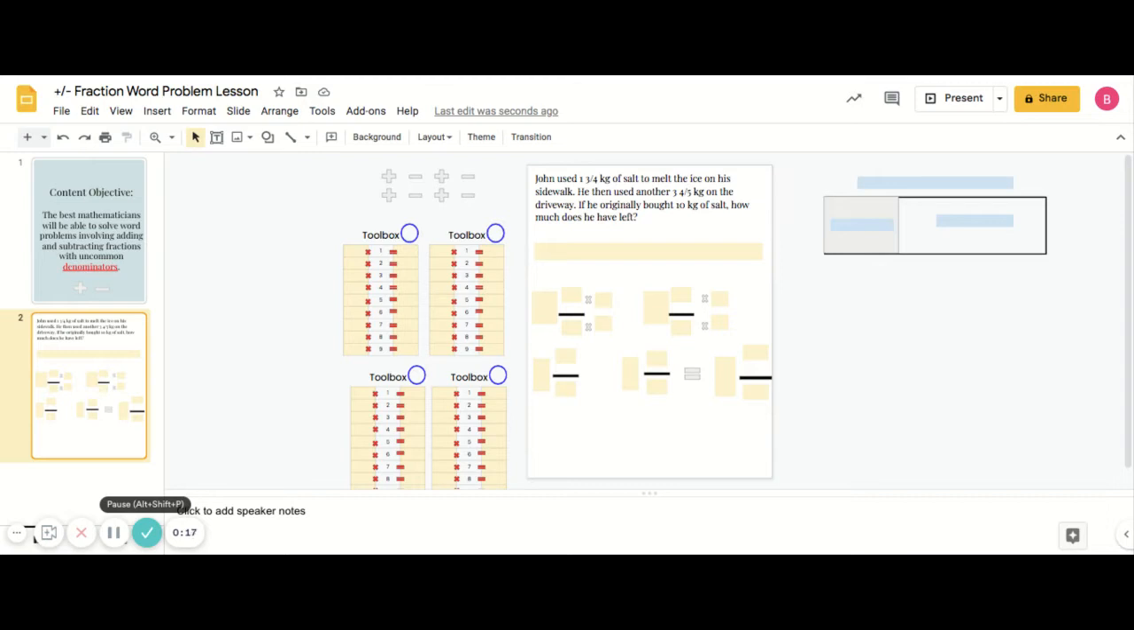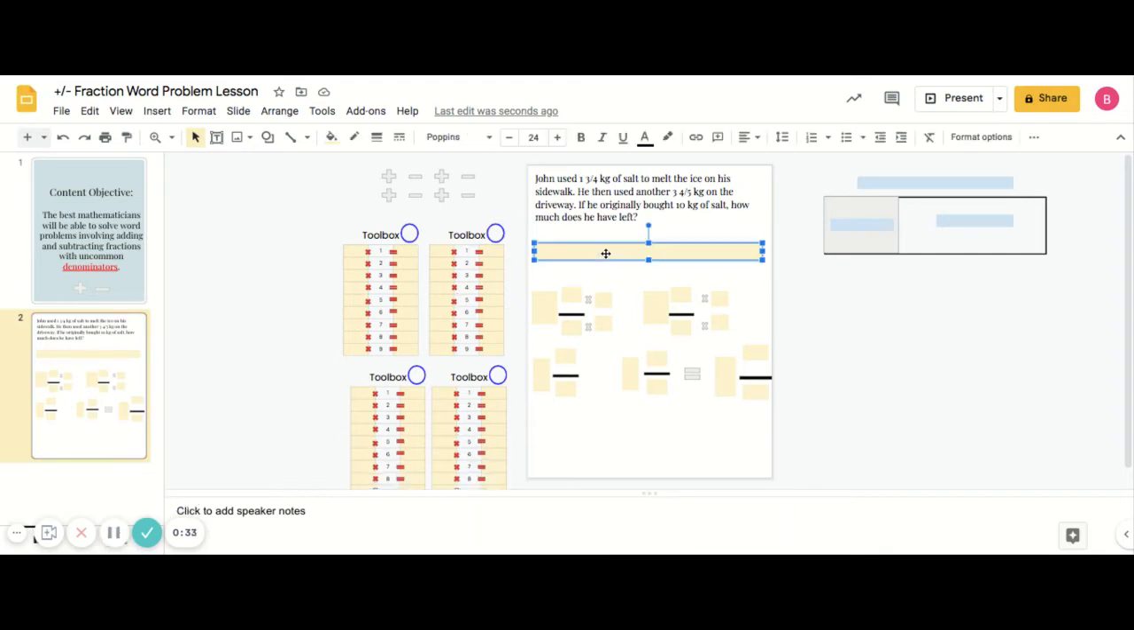John used 1 3/4 kilograms of salt to melt the ice on his sidewalk. He then used another 3 4/5 kilograms on the driveway. If he originally bought 10 kilograms of salt, how much does he have left?